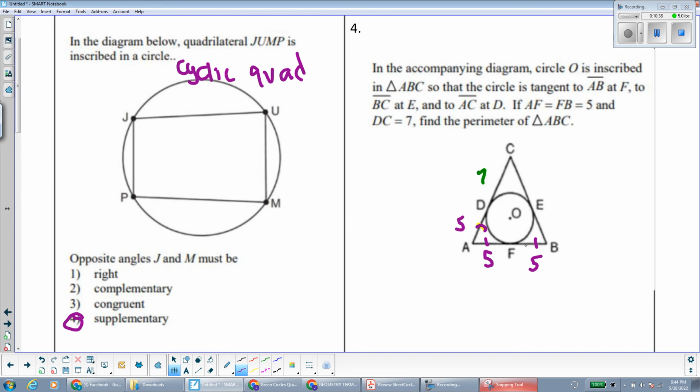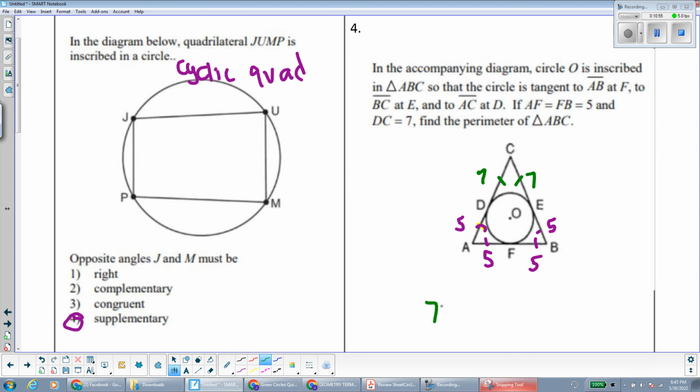Same thing over here. These segments here are both tangent to the circle and coming from the same point B. So they're congruent to each other. If one is 5, the other is 5. These two segments come out of the same point and are tangent to the circle. So they're congruent. If one is 7, the other is 7.